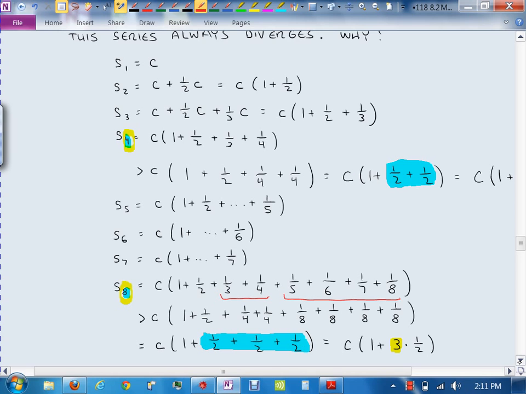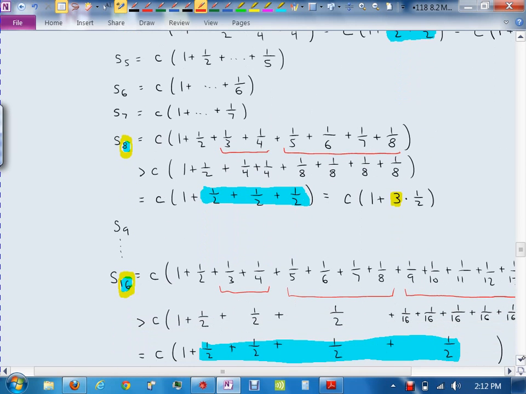So doesn't it look like when I go out to the fourth partial sum, I'm adding 2 halves? When I go out to the eighth one, I get 3 halves added. When I go out to the 16th partial sum, I get 1 plus a half, half, half, half. So what's happening is that the further I go out, it's like adding up half plus half plus half plus half. And if I keep adding halves forever, it's going to diverge. If you want to go through and actually look at that, you can, but you can also just take it on faith.